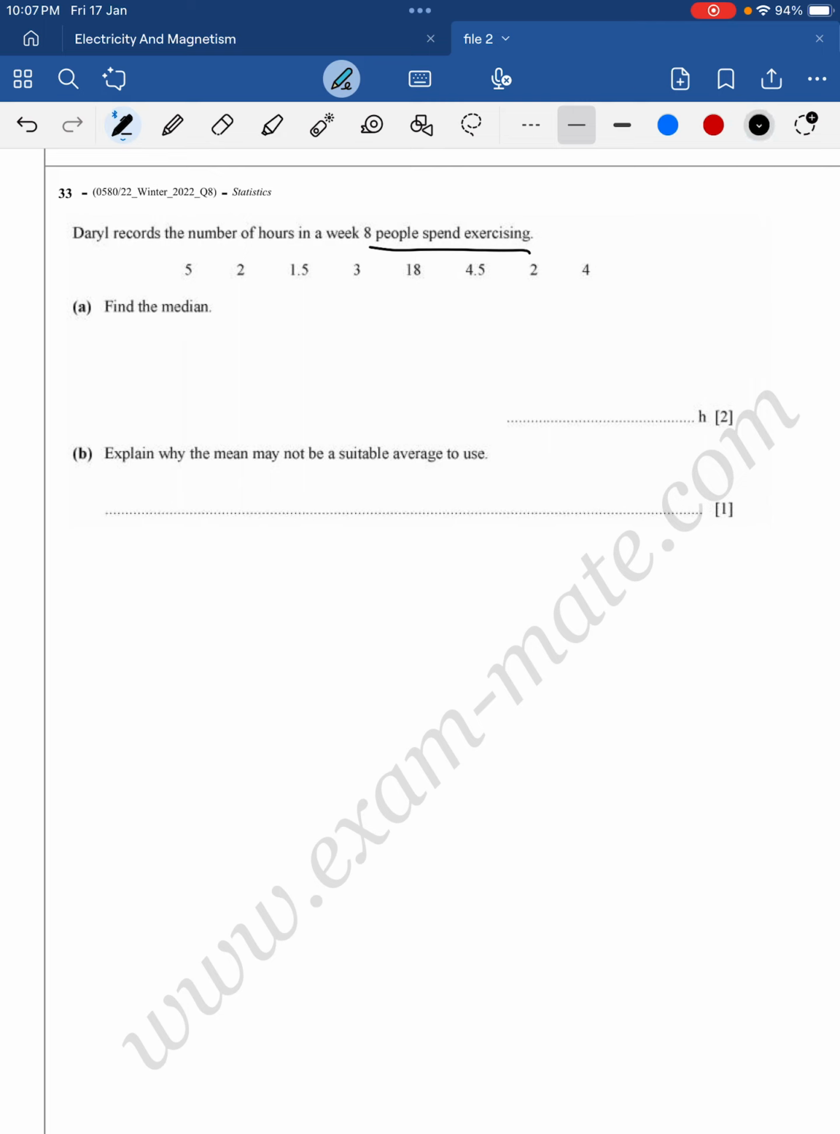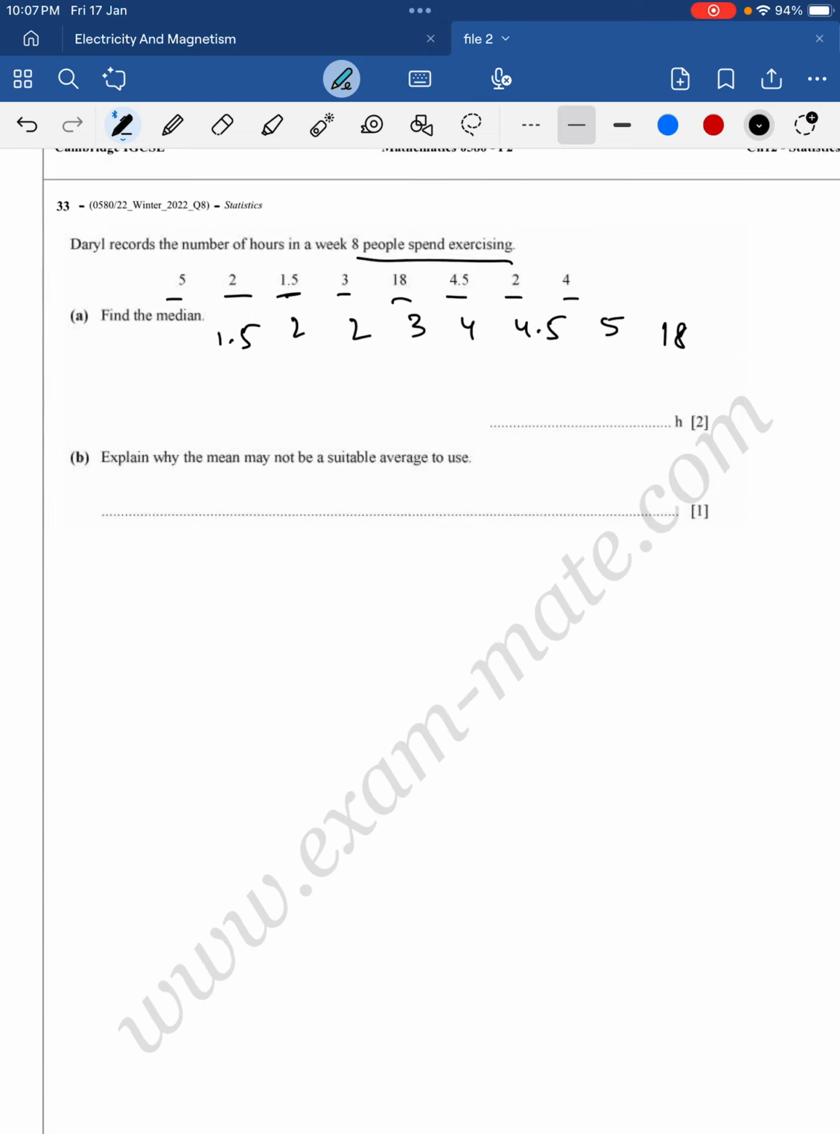So we'll first arrange it in ascending order, starting with the lowest one, that is 2. So 2 and then 2. After that 3, 4, 4.5 and 5. 1.5 is left. We should start with 1.5. I'm sorry, 1.5, 2, 2, 3, 4, 4.5, and the last one is 18. So 8 people: 1, 2, 3, 4, 5, 6, 7, 8.